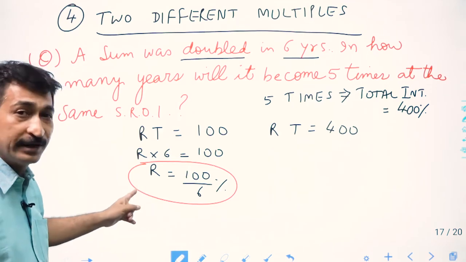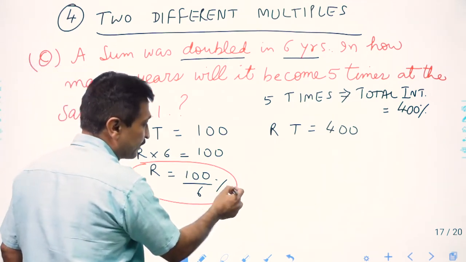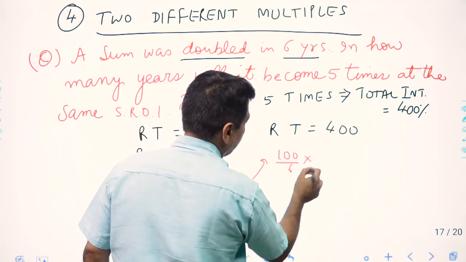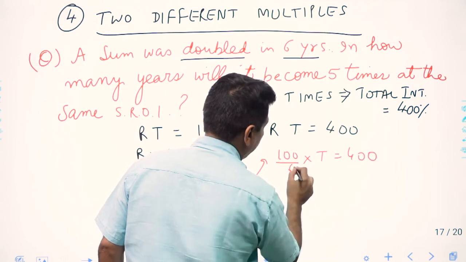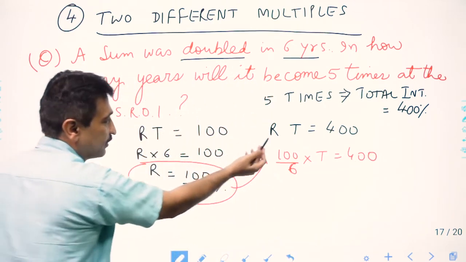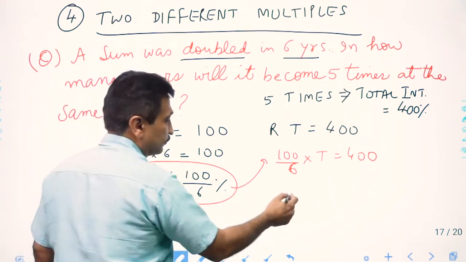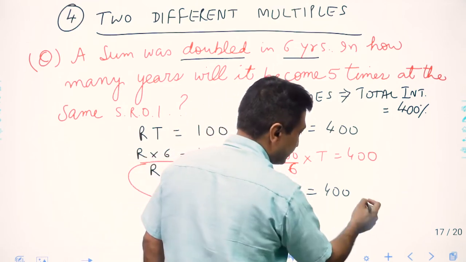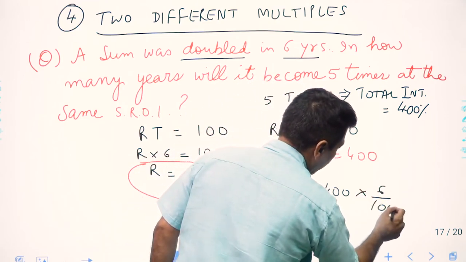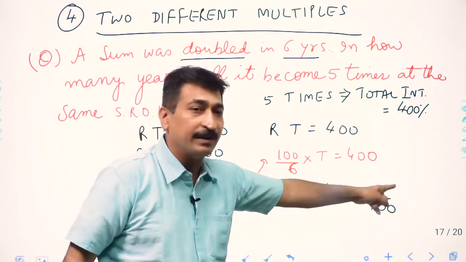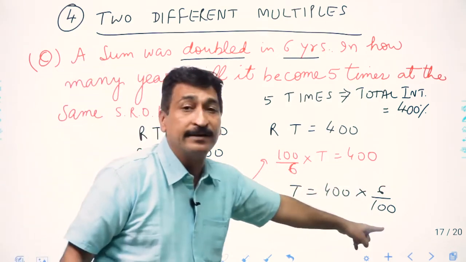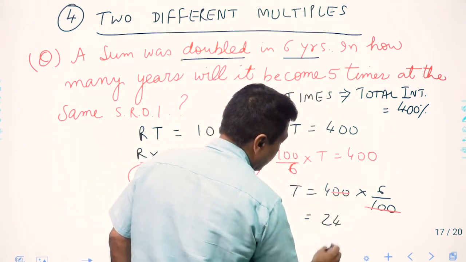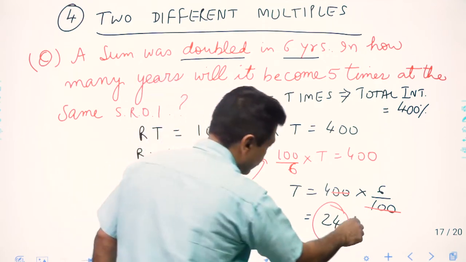Out of this 400 we have been given R, we have calculated R. So we substitute this value of R in this formula. R is 100 upon 6 into T is equal to 400. So T is equal to 400. Now here 100 upon 6 will come to this side and will become 6 upon 100. 6 is divided here, it will be multiplied here, and 100 is multiplied here, will be divided here. So 20 and 20 cancel out, and 6 4s are 24. So the answer is 24 years.